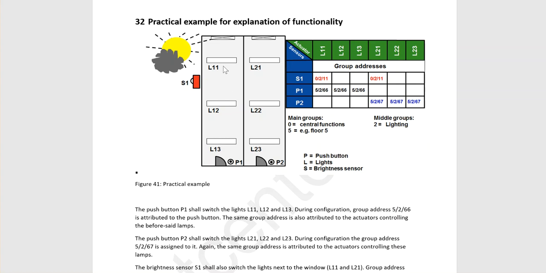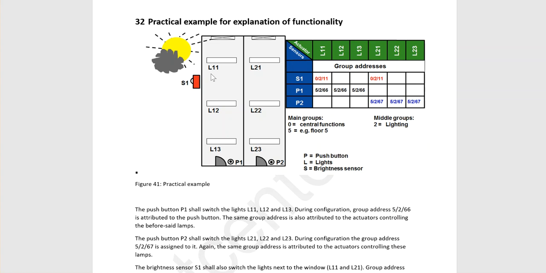These lamps represent the digital outputs of the relay actuator. There is one push button P1. And in room number 2 there are another 3 lamps, L21, L22 and L23, with the push button P2. And there is one sensor outside. It's a lux sensor, a brightness sensor outside, that determines the amount of brightness in lux. And what is the operation?